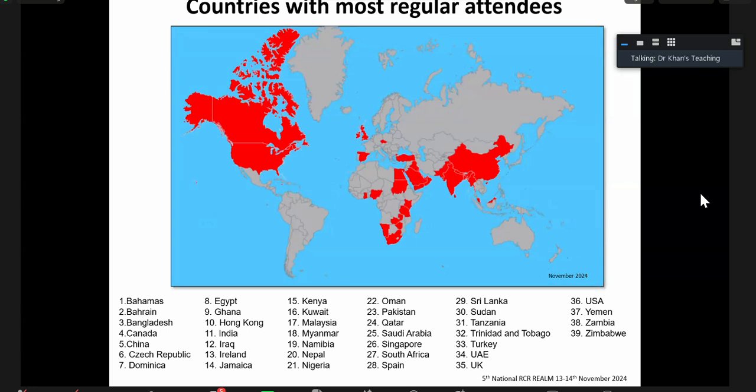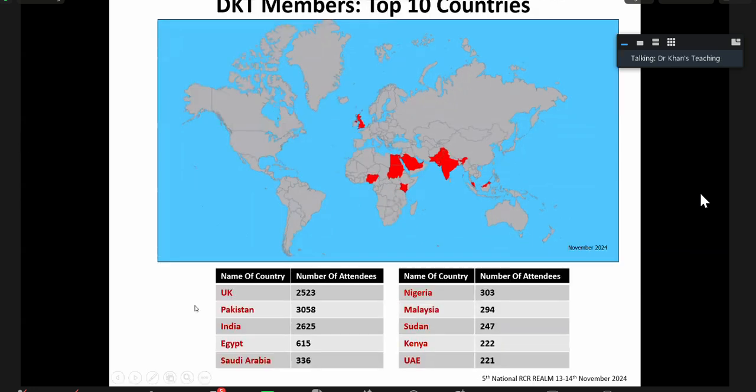They want to do, first of all, the fellowship of their own country, and then a second fellowship, the RCR fellowship, and we teach them. Simple as that. So just to give you an idea of how many members we have: UK, more than 2,500. Please remember, these are fellowship level members, who are doing fellowship or who were doing fellowship. Pakistan, 3,000 plus, India, 2,600 plus, Egypt, 600 plus, Saudi Arabia, 336, Nigeria, 303, Malaysia, 294, Sudan, 247, Kenya, 222, UAE, 221. So these are the top 10 countries.